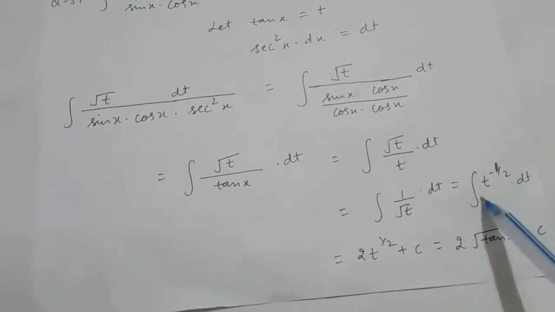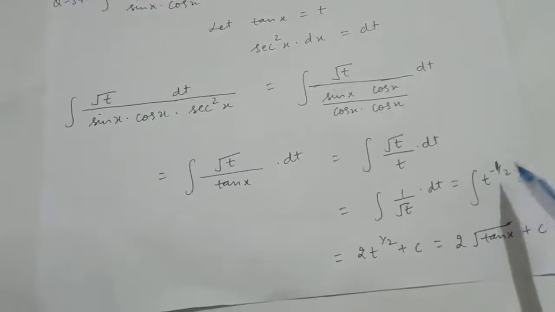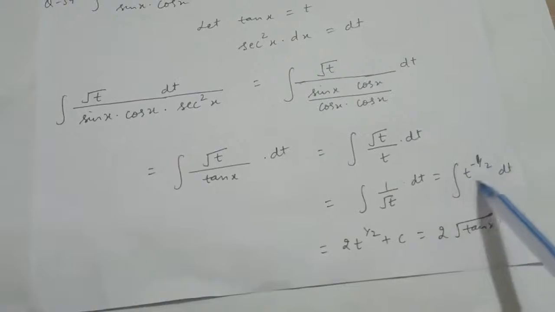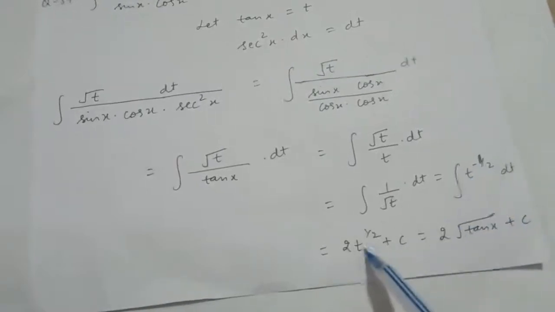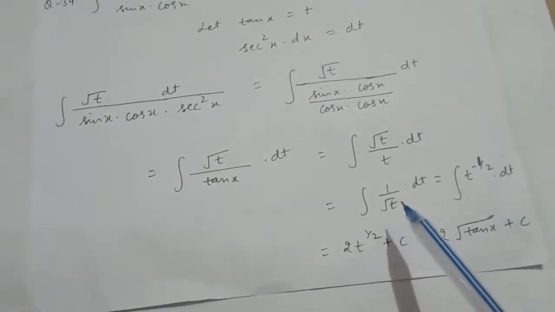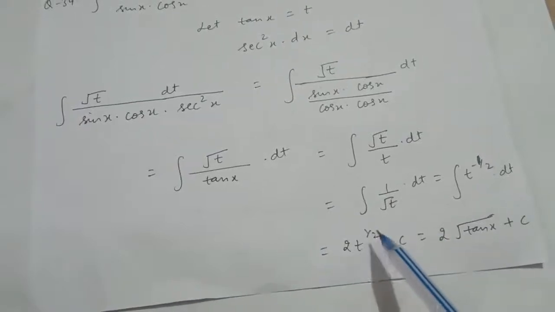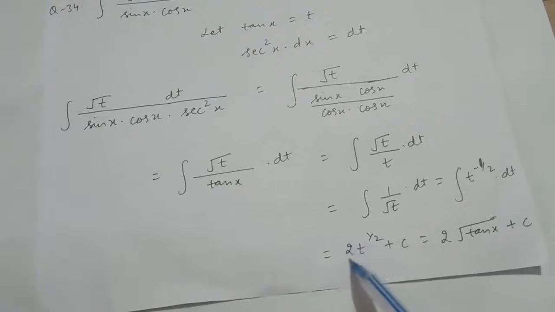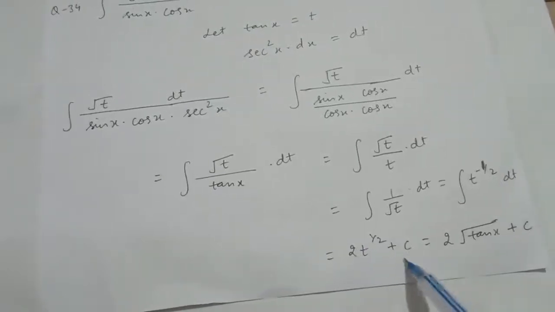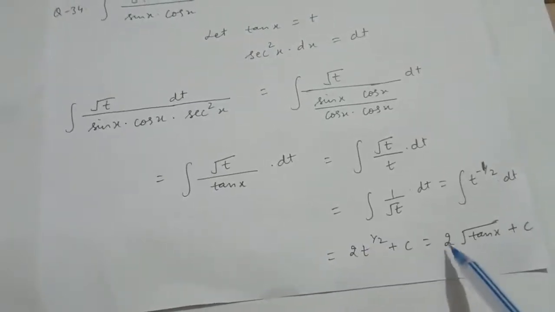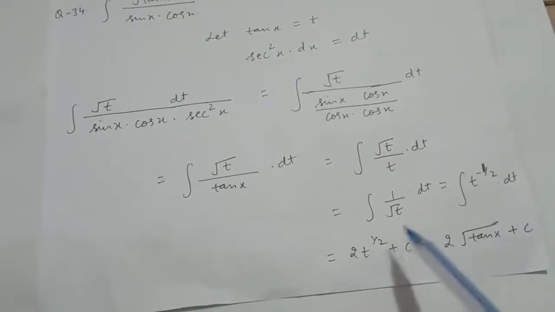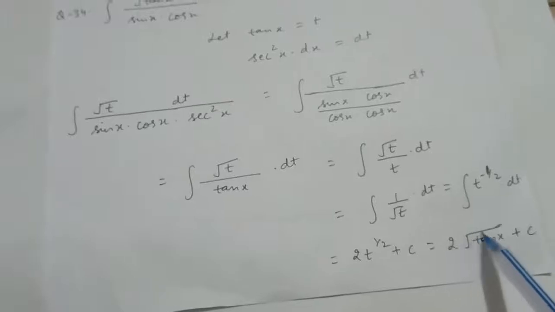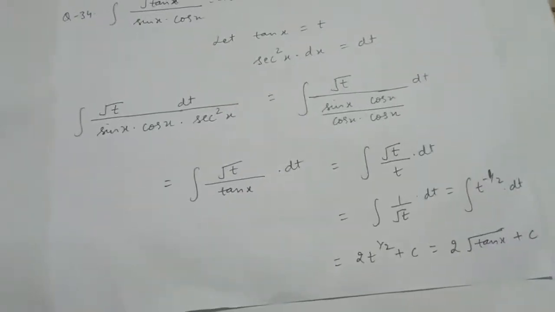Now this is equal to integral of t raised to the power minus 1 by 2 into dt. Now the integral of this will be t raised to the power minus 1 by 2 plus 1, that is 1 by 2, upon 1 by 2. So that upon 1 by 2 will be 2 in the numerator, plus c, equal to 2 in place of this t. Now again put the value, tan x raised to the power 1 by 2 or root tan x, plus c.